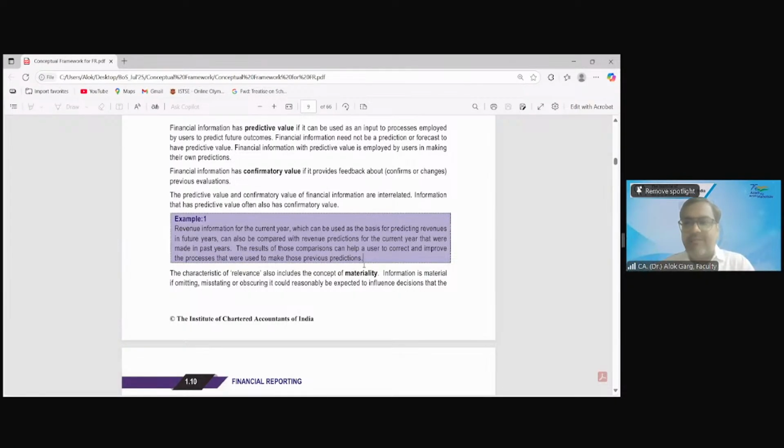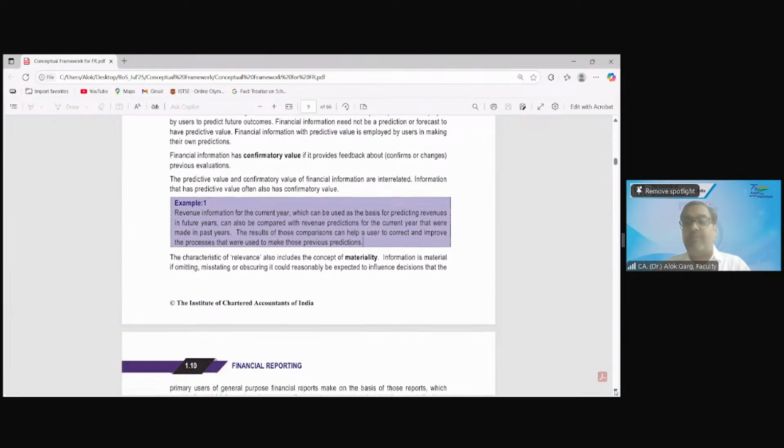So to cut a long story short, what are the qualitative characteristics of useful financial information? There are two kinds of qualitative characteristics: fundamental characteristics and enhancing characteristics. In fundamental characteristics, there are two characteristics. For making financial information useful, it has to be relevant. For making it relevant, the information should be material, it should provide predictive value, and it should also provide confirmatory value. Is that clear? Now, what is faithful representation?